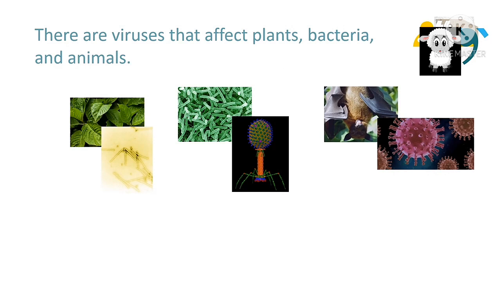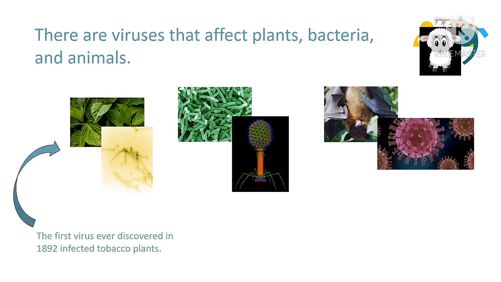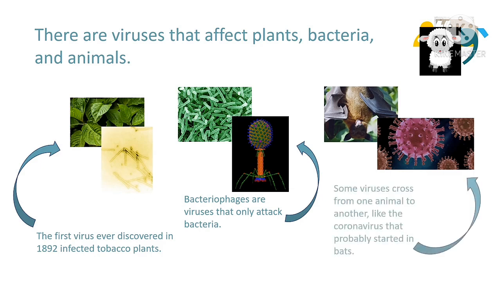There are viruses that affect plants, bacteria, and animals. The first virus ever discovered, in 1892, infected tobacco plants. Bacteriophages are viruses that only attack bacteria. And some viruses cross from one animal to another, like the coronavirus that probably started in bats.